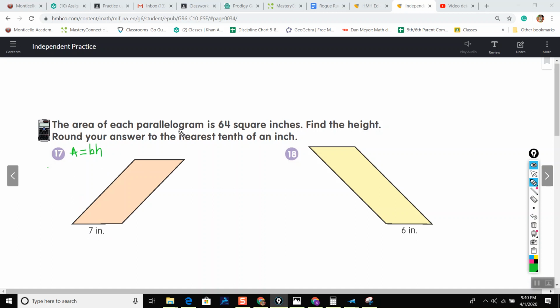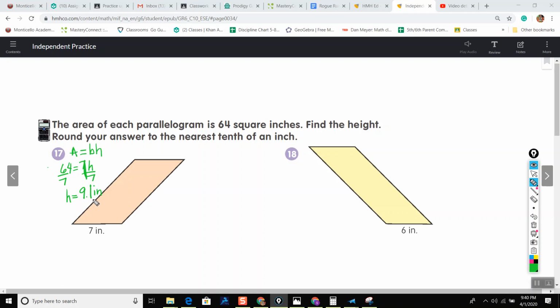So our area, it tells us, is 64, and our height, we don't know our base. Oh, sorry, we do know our base. Let's go back one there. Okay, so our base is 7, and we don't know our height. So we're going to divide both sides by 7, always isolating that variable, right? Because that's what's going to tell us what our height is. 64 divided by 7, I get a height which is equal to 9.1, and it's inches.